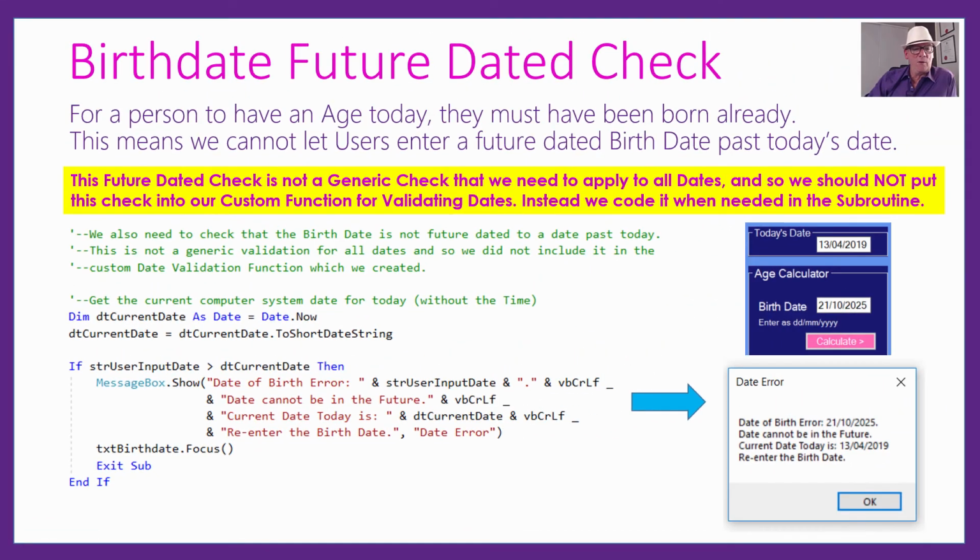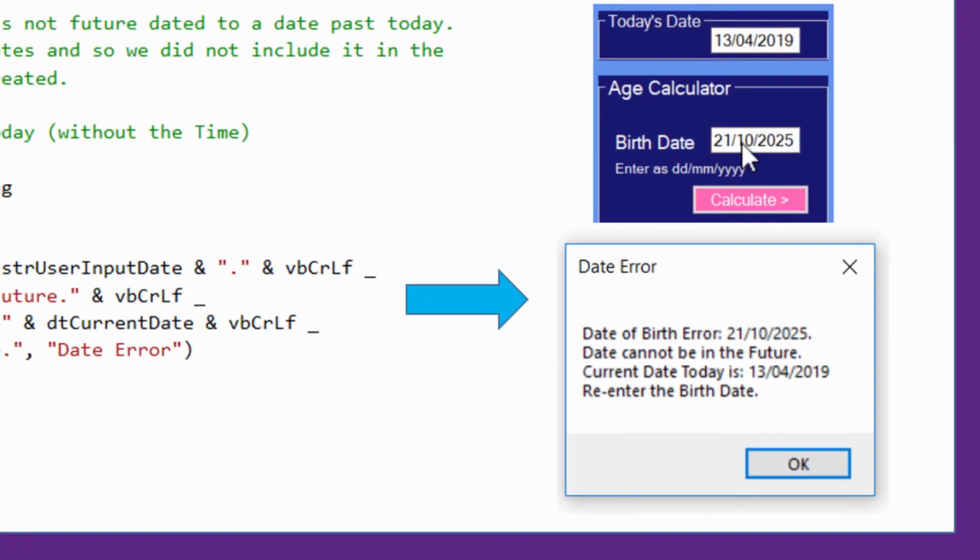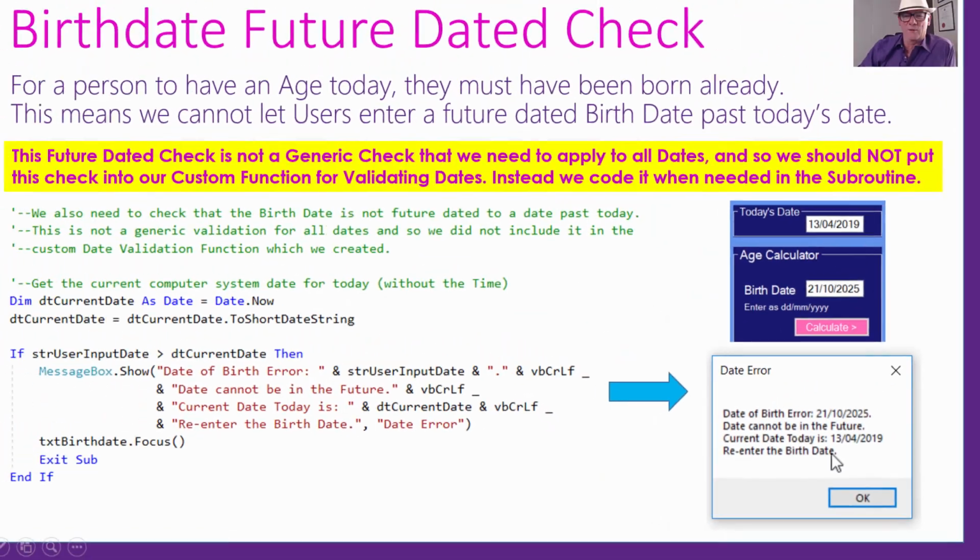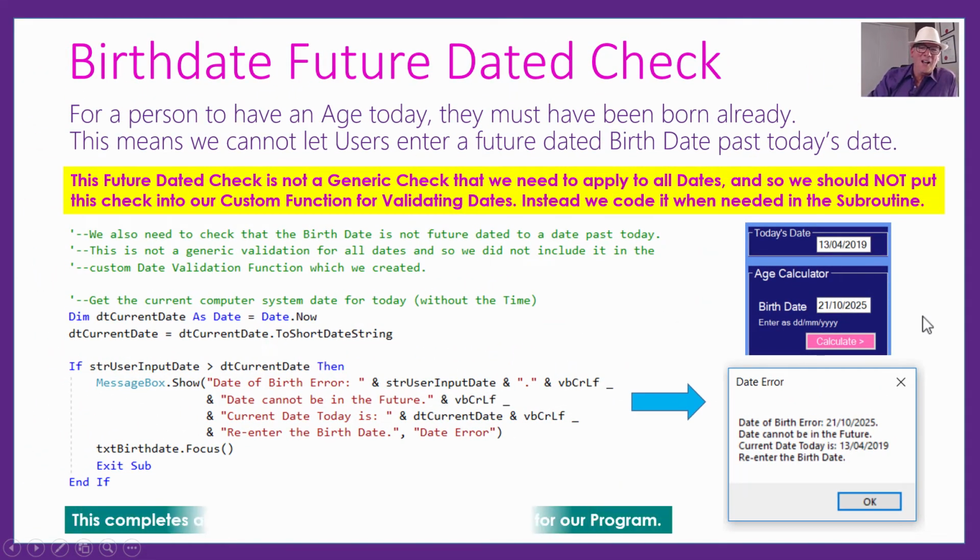And so if the date we've got there for the birth date, like here you can see they're putting their birth date down as the 21st of the 10th, 2025, 6 years from now, and it's only the 13th of the 4th, 2019 up here for today's date, that's very much future dated. Now they're not born yet, so they can't have an age. So I've got to tell them that. Date of birth error, date cannot be in the future. Current date today is just this date here. You'll have to re-enter the birth date, because we can't have future dated birth dates.